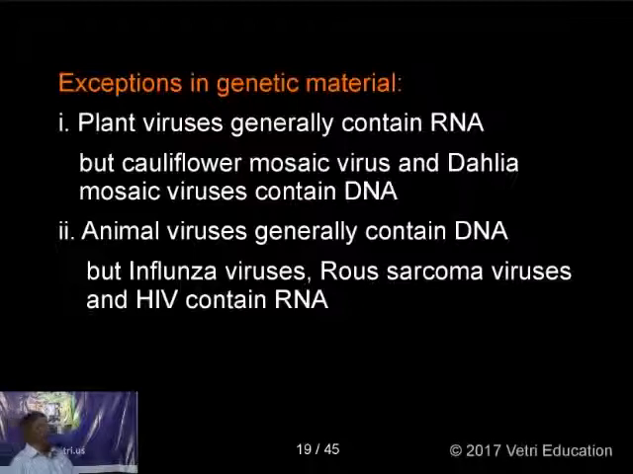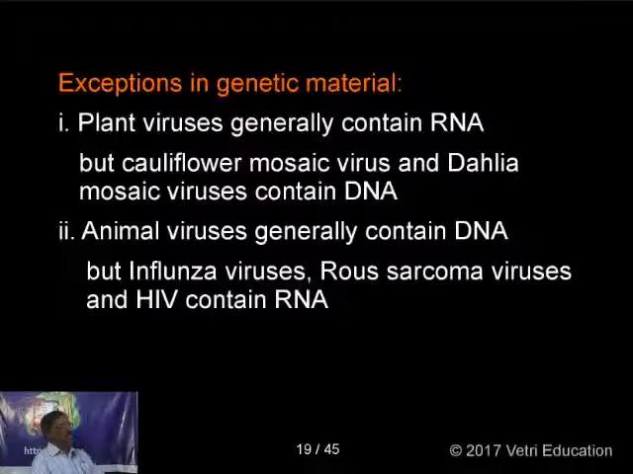Some exceptions in the genetic material. We generally know that plant viruses contain RNA and animal viruses contain DNA. But there is a little exception in this genetic material. Here, cauliflower mosaic virus and Dahlia mosaic virus contain DNA. Animal viruses generally contain DNA, but influenza viruses, Rous sarcoma viruses, and HIV contain RNA. So these are some exceptions in the genetic material.